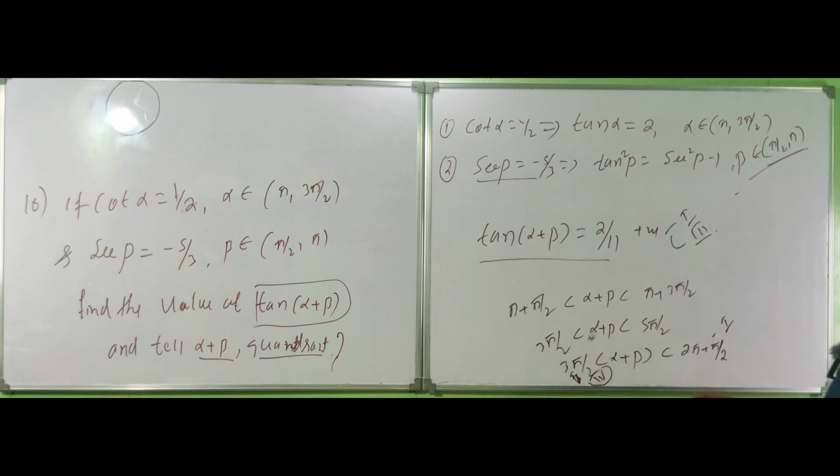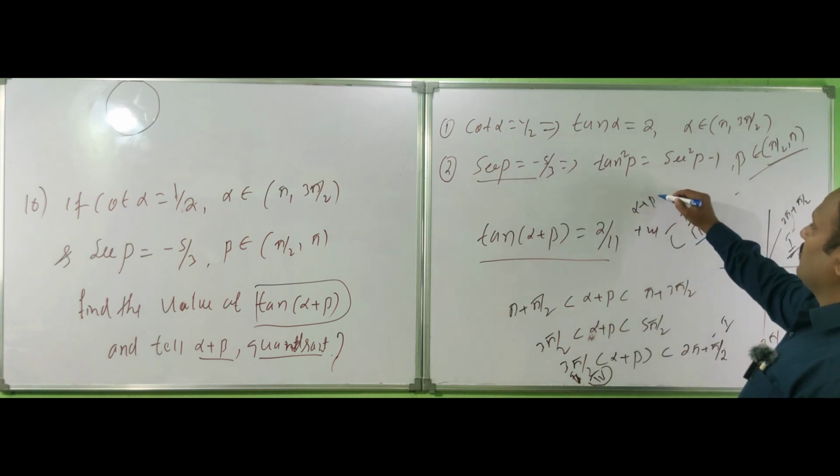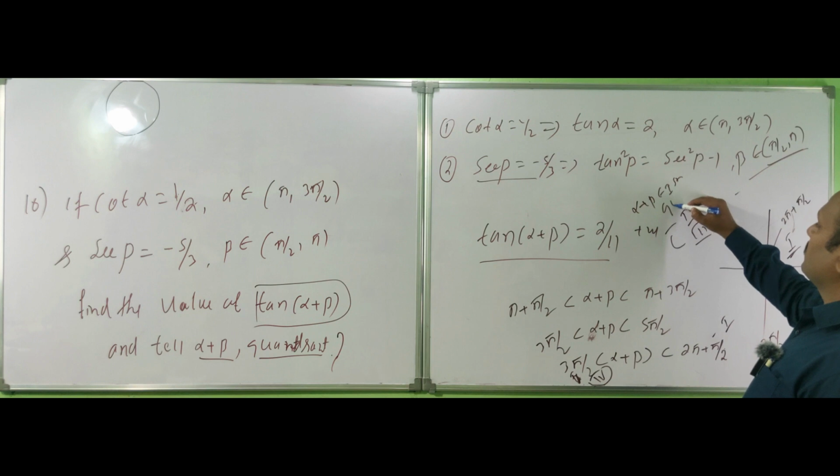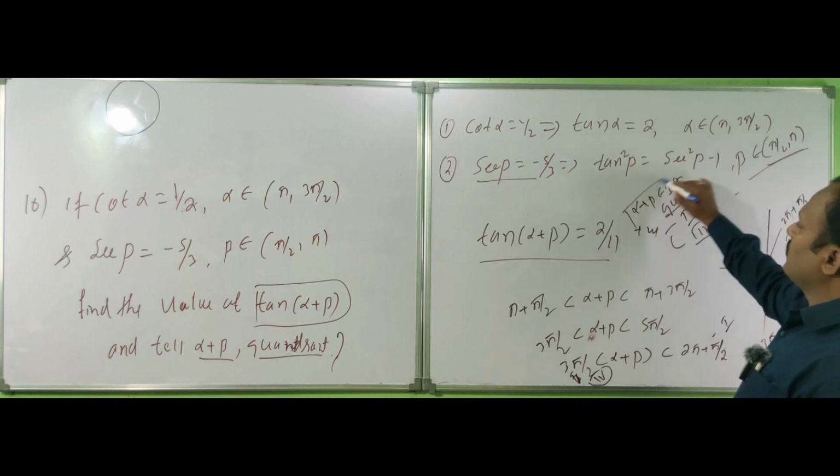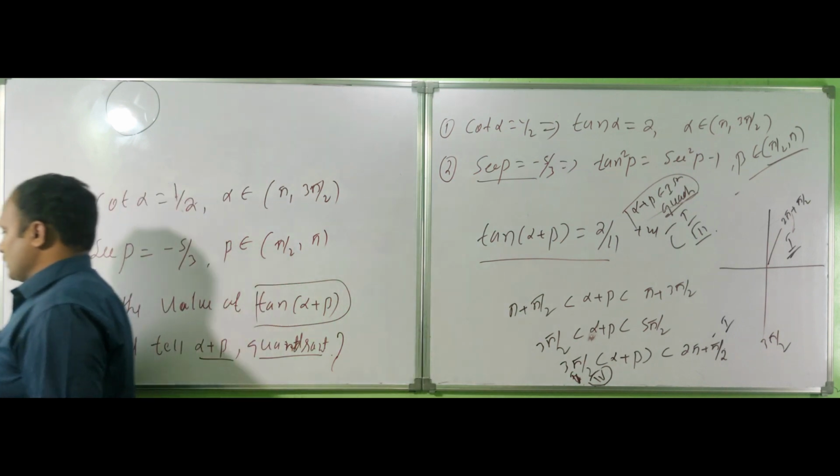Obviously the value is in this region. This is 3 pi by 2 and somewhere else, this is the 2 pi. 2 pi plus pi by 2 you can write. This is the quadrant. Therefore, alpha plus beta belongs to the first quadrant.